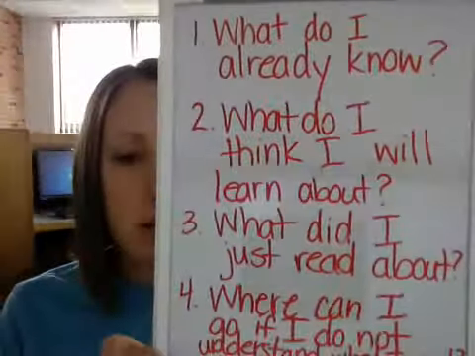Number 3, what did I just read about? That is kind of pulling it all together. You are comprehending what you read, and comprehension is what you understand. The last one: where can I go if I do not understand what I read? That is where you look for context clues, which is how you look for help with new words. Like there in the book, I showed you an example by looking for context clues with those few words that I didn't know. I was not familiar with them.